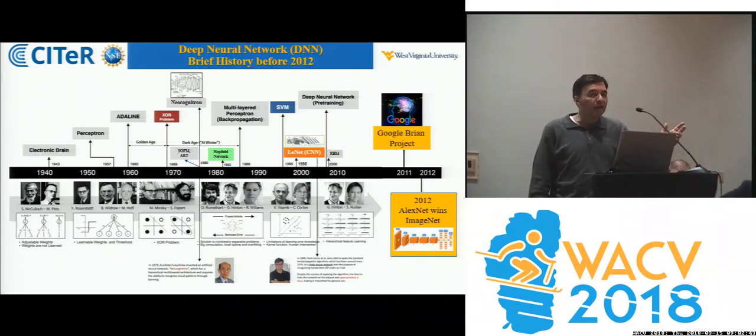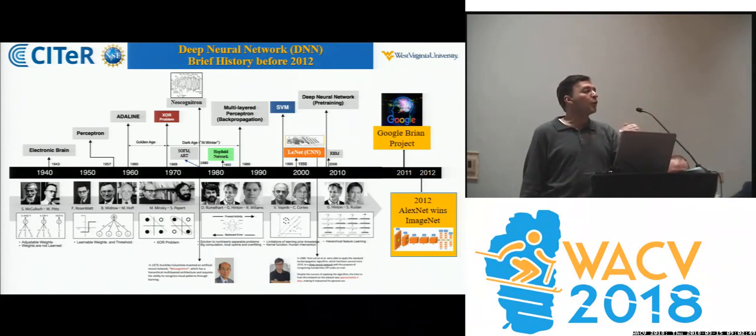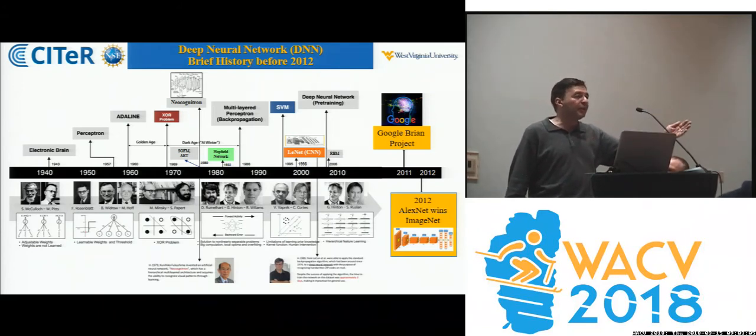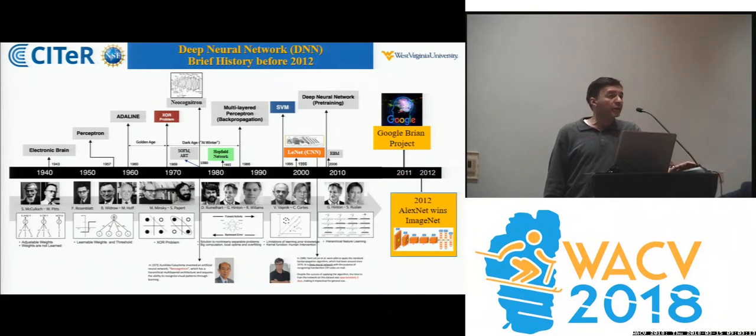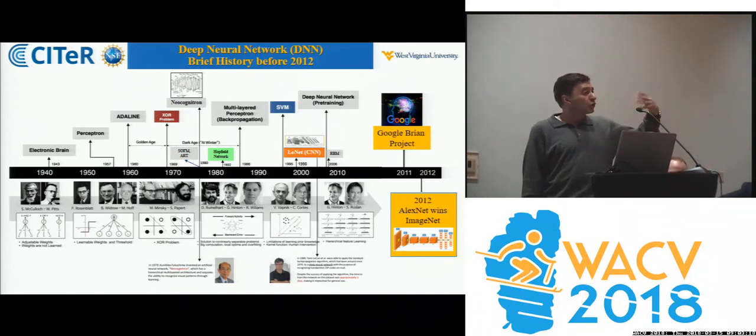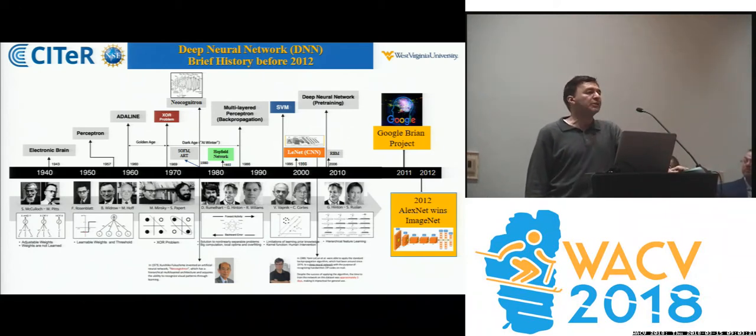Unfortunately, because of the lack of data and computational power, CNN or deep neural networks basically phased out for a while, and SVM picked up. So in the late 1990s and early 2000s, SVM became very popular, and people in computer vision were exploiting SVM for different applications and so on. Until 2010, 2012, when Google started a new project called the Google Brain Project, and they started to use deep learning, especially for speech processing.